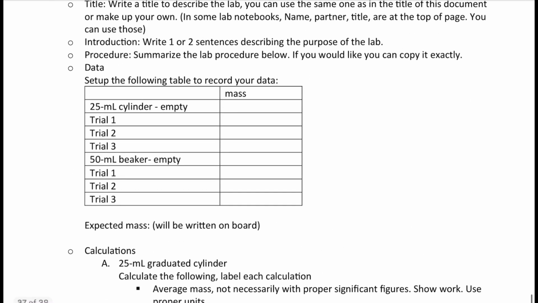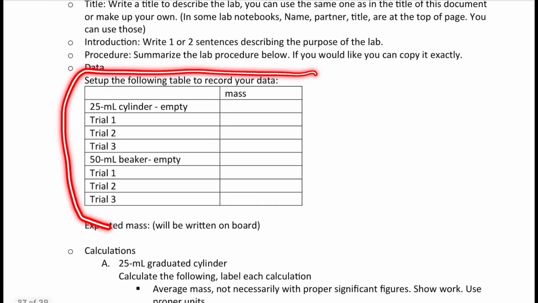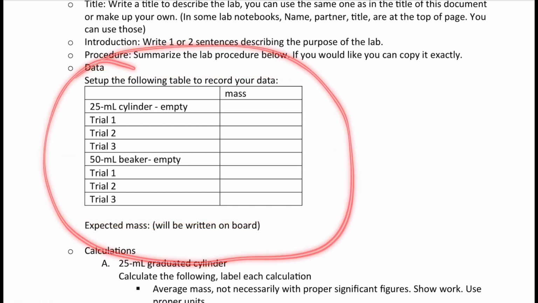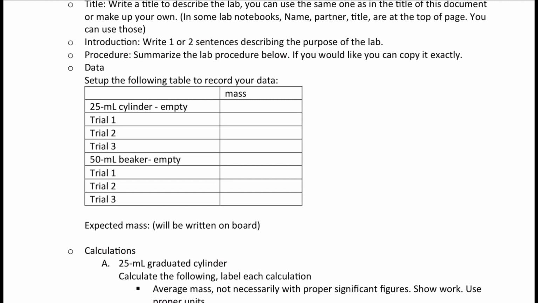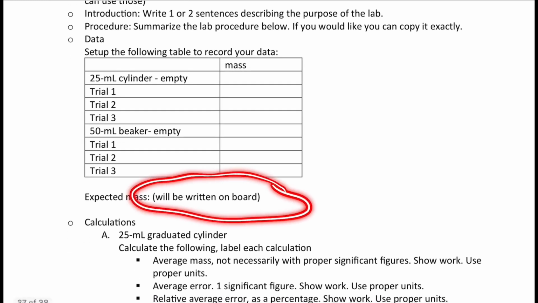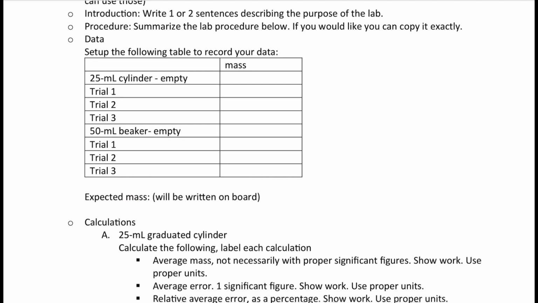And then finally, you are going to write a table that has all the places that you're going to record your data. So all you're going to be recording are masses. So you'll have 8 masses to record. And then there will be one other piece of information that I'm going to write on the board for you. This is going to be your true value, so you can do an accuracy calculation.